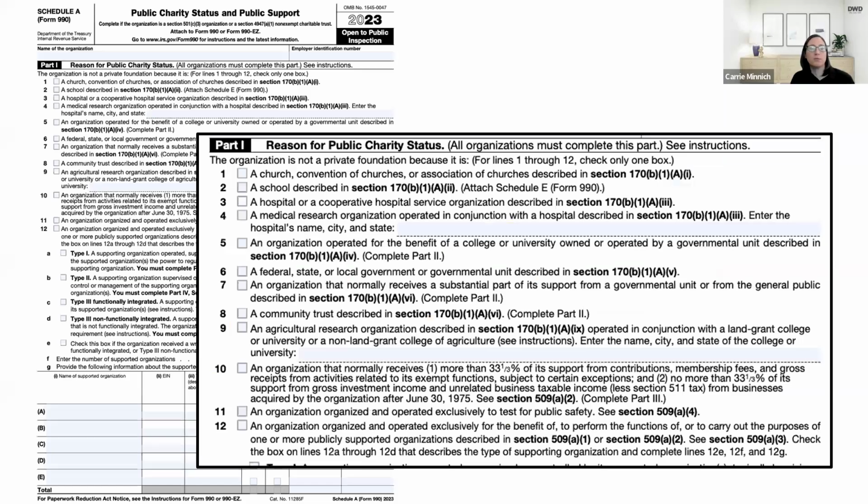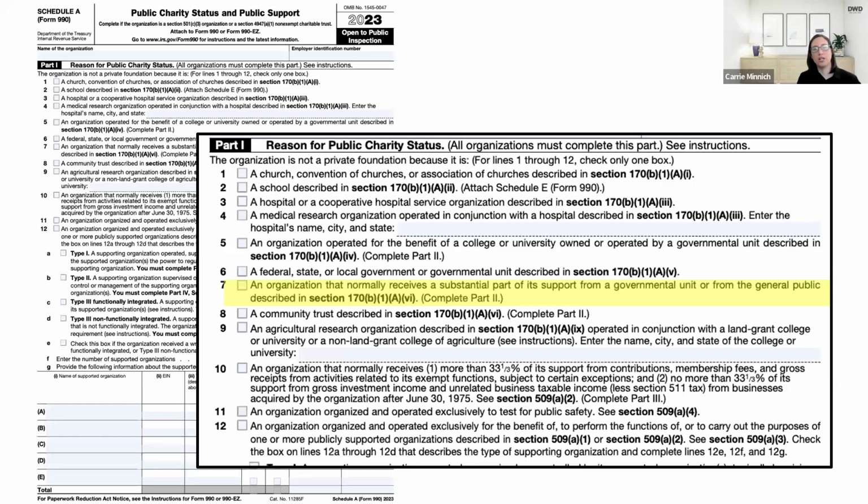The first and most important one is Schedule A. When you became an exempt nonprofit organization, way back when you applied to the IRS, they said you're either going to be a public charity or a private foundation. If you're a private foundation, it means that you get your revenue, your contributions, grants, sources of revenue from one source or a very limited number of sources.